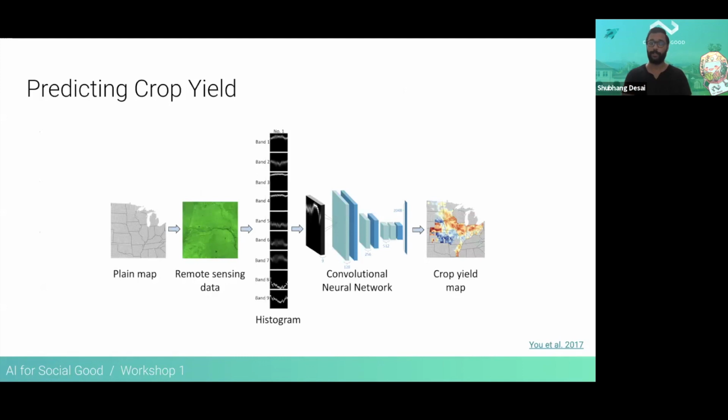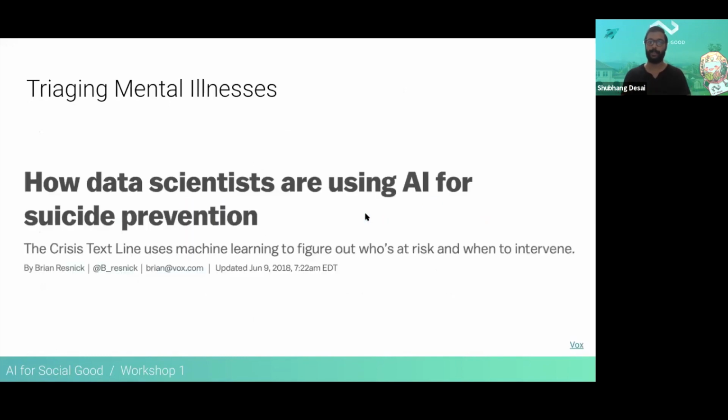So, predicting crop yield. Say that we have a map and some sensing data. We can pass that through what's called a convolutional neural network. We'll talk in about a week about what all that is, and we can use that to predict crop yield within certain areas, and this is super important for agricultural industries. Triaging mental illnesses. This Crisis Text Line uses NLP to understand who's most at risk and who needs intensive care right now in terms of the customers that they're serving.